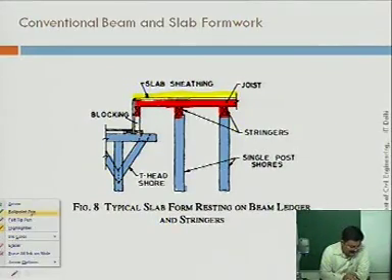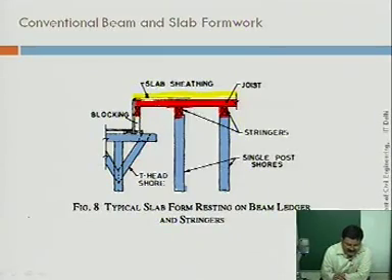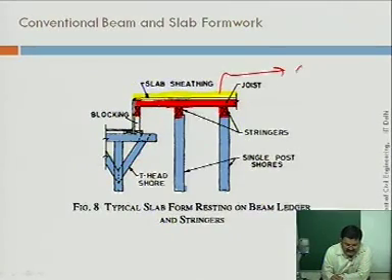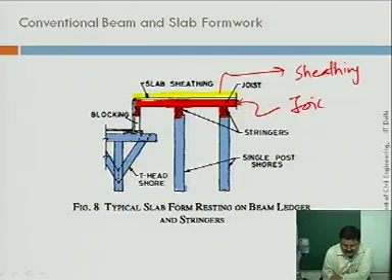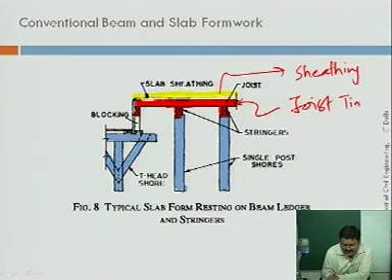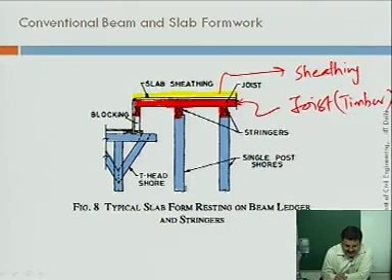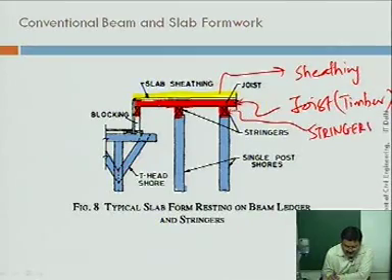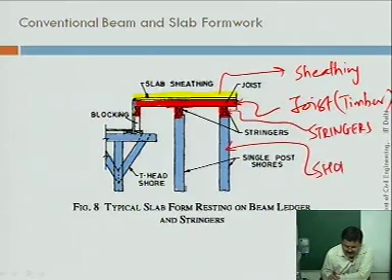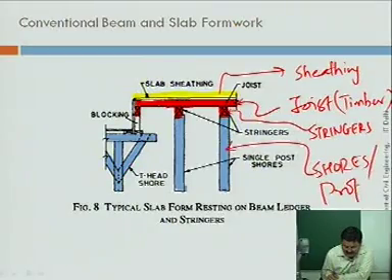So I will just note it down once again, some of the components. So the yellow one is sheathing material, in this case it is plywood. Here is your joist. In conventional they are made of timber sections. Then this is your stringers, and finally these are your shores or props. Shores sometimes referred to as props.